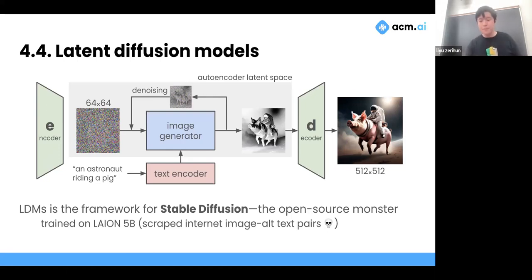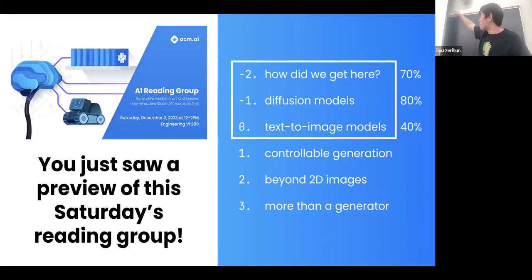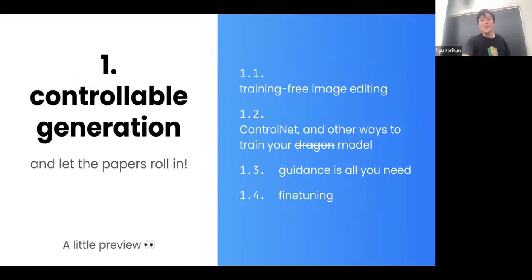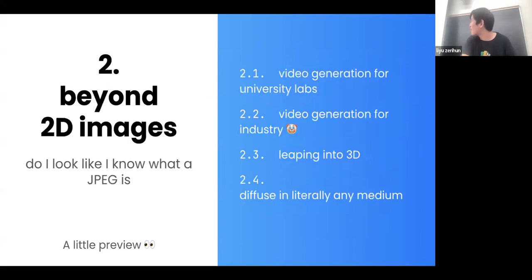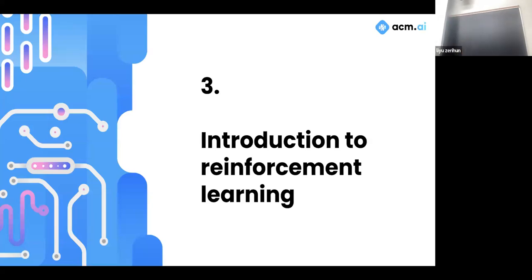Okay, cool. So what just happened is you basically saw a preview of Saturday's reading group. We covered like 70%, 80%, 40% of that, and there are 3 whole sections on what people have been doing with diffusion models today, and there's a lot of things we're going to be talking about. So if you want to learn more about diffusion models and also get another refresher of what I talked about in the beginning, because I did go through things very fast, come to reading group this Saturday. But let's move on to the next topic: introduction to reinforcement.